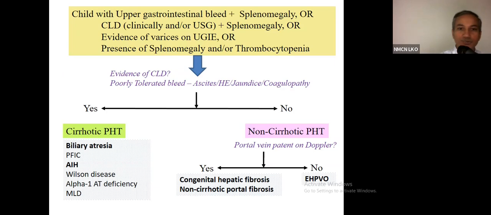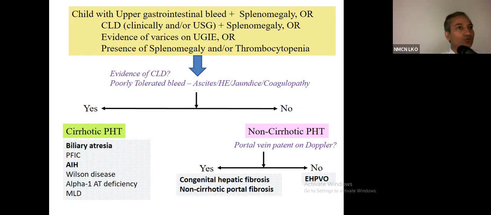This is the approach which we have to follow. A patient who presents with variceal bleed, or is just found to have varices, splenomegaly, or thrombocytopenia, we should suspect portal hypertension, and then we should answer two questions: whether there is evidence of chronic liver disease, and, if the patient has bled, whether the bleed is poorly tolerated or well tolerated. Poorly tolerated means in terms of development of ascites, encephalopathy, jaundice, coagulopathy. If the answer is yes, we are dealing with cirrhotic portal hypertension. If the answer is no, then we are dealing with non-cirrhotic portal hypertension.